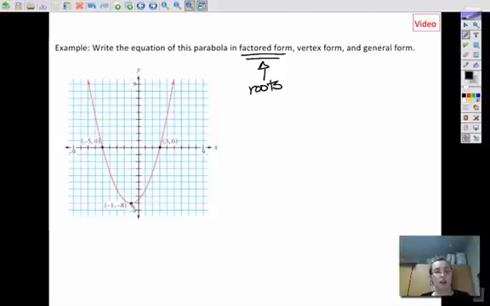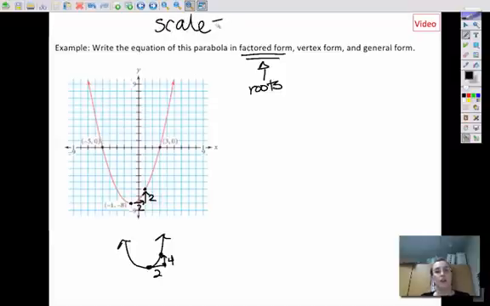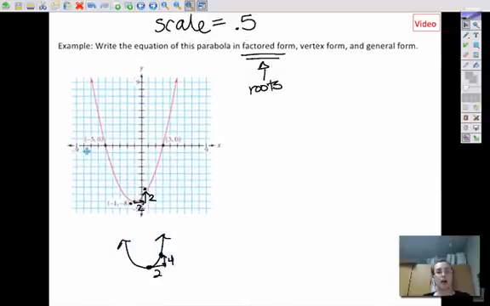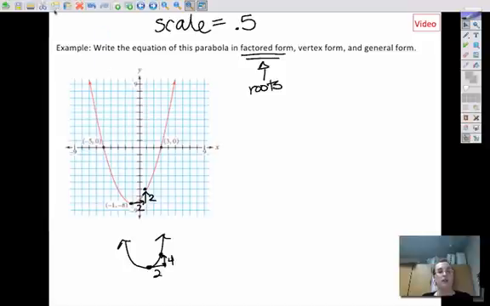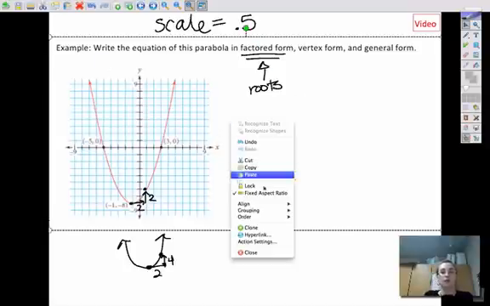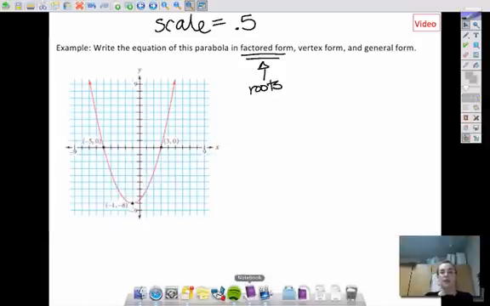So the first thing I'm going to do is find the next nice point on my parabola. If I look up, my next nice point is right here where I've marked it, and it's over 2 and up 2. And if I remember on my parent function, I go over 2 and up 4 instead of over 2 and up 2. So what that means is that the scale factor of this parabola is a half, 0.5. Okay? So I'm going to use that in all of my different forms as I'm going along here.